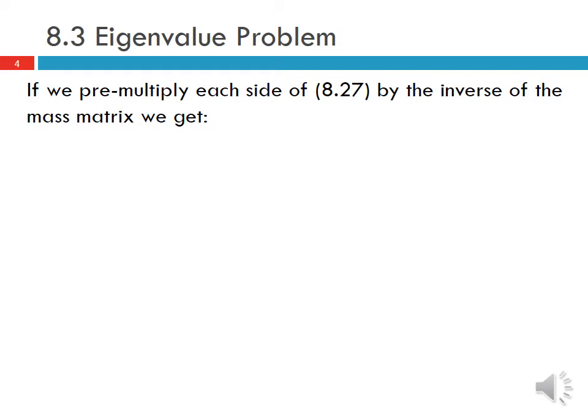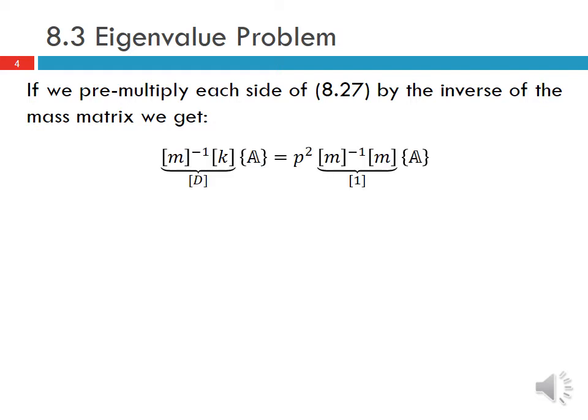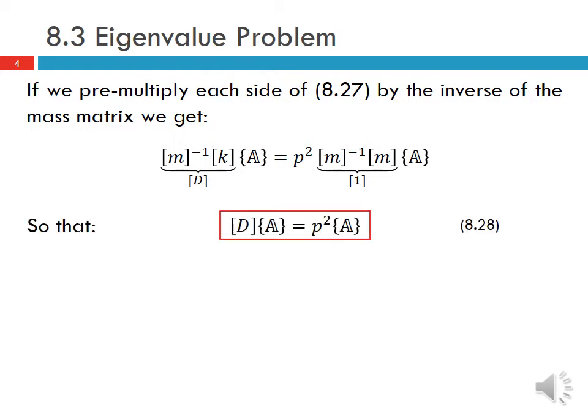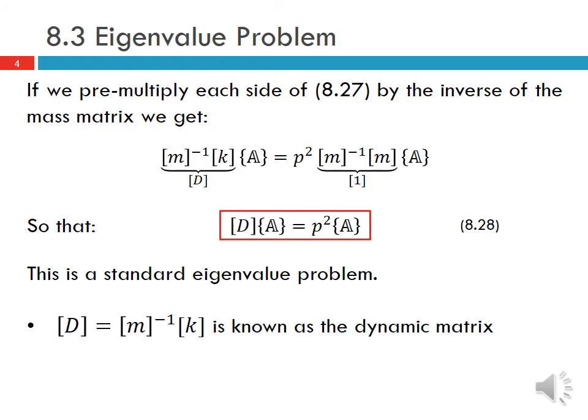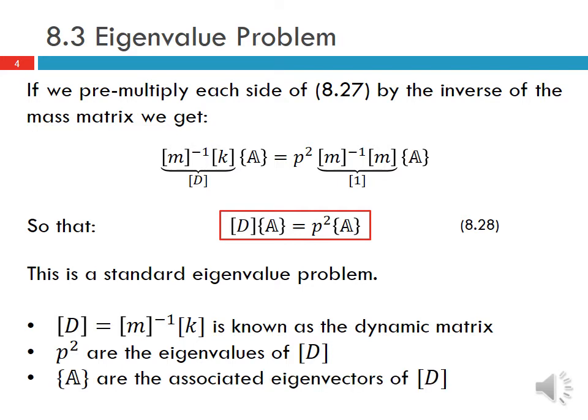If we pre-multiply each side of this by the inverse of the mass matrix, we get this expression here. So M inverse K we can call D, multiplied by our A vector, is equal to p squared M inverse M, which is the identity, times A. So that DA is equal to p squared A. This is the standard form of the eigenvalue problem, where D is equal to M inverse K is known as the dynamic matrix, and p squared are the eigenvalues of D. A are the associated eigenvectors of D.